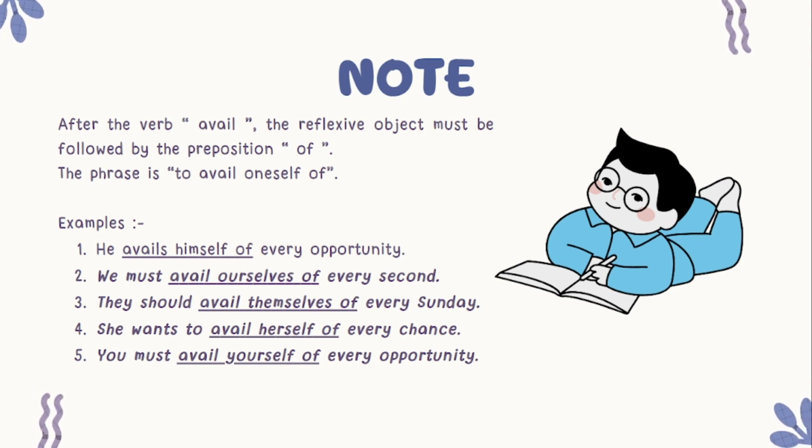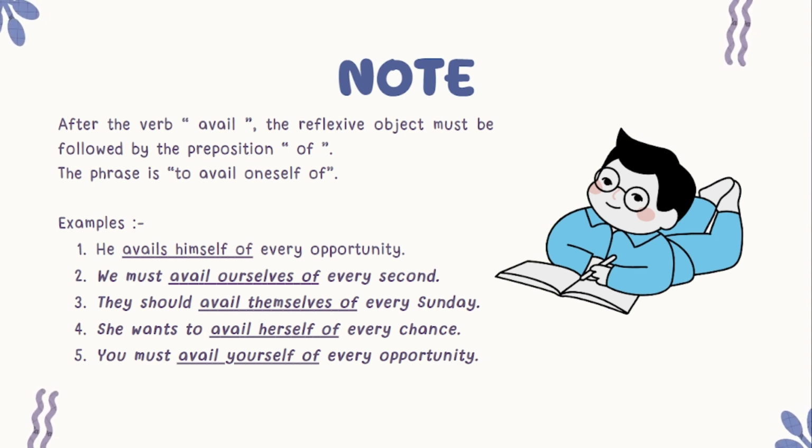Second sentence. We must avail ourselves of every second. In this sentence, we is the subject. Must, helping verb. Avail, main verb. Here, the word avail is followed by the reflexive pronoun ourselves. Which reflexive pronoun is written? Here, the subject is we. The reflexive pronoun of we is ourselves. Observe it. So, what is the combination? Avail plus reflexive pronoun ourselves plus the preposition of.